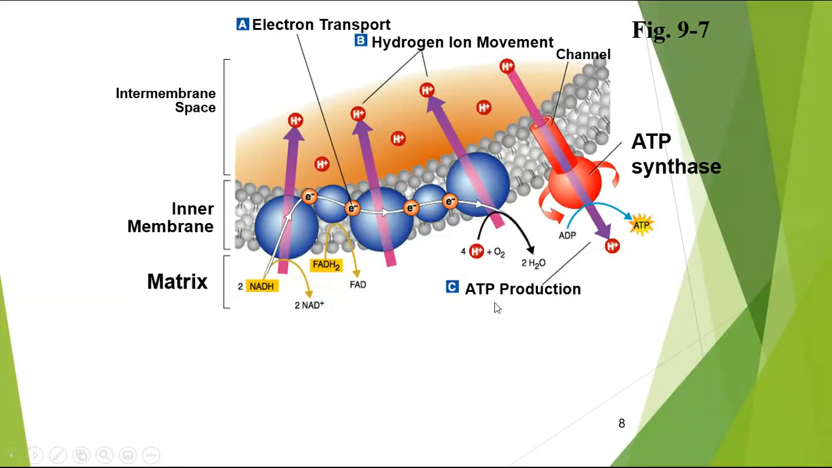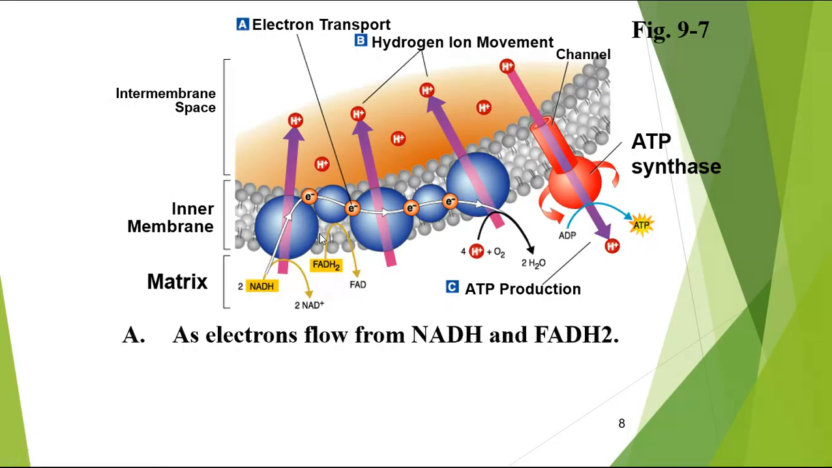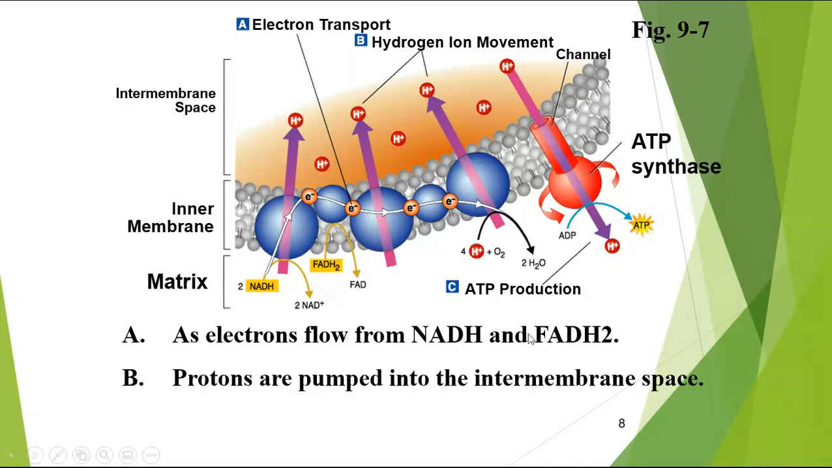If this oxygen was not present, the electrons would not be drawn to the inner membrane of the mitochondria. NADH and FADH2 would have their high energy states. However, they would have no purpose. They would not be drawn into anything. So again, as we just said, the electrons flow from NADH and FADH2.